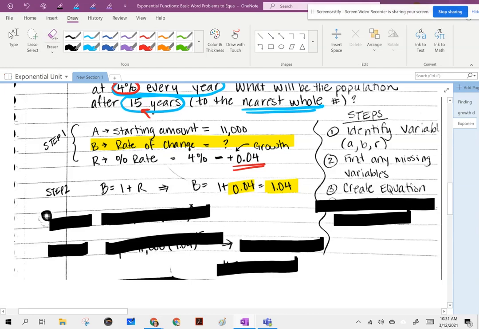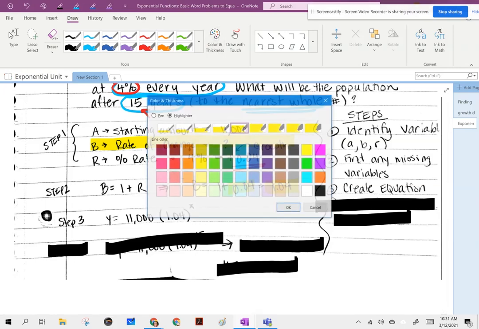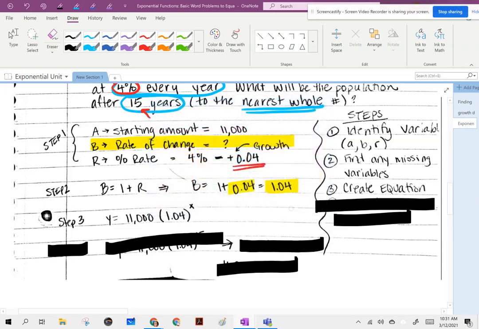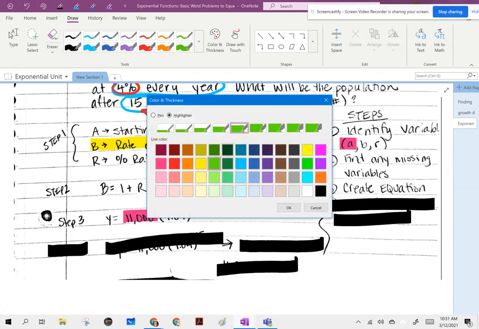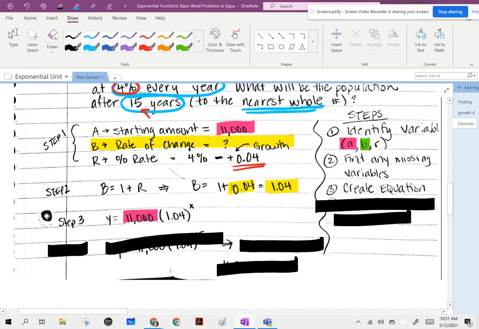So now that I have my A, the B, the R, I'm going to be able to create the equation. So remember that the equation was AB to the X. So in this case, my A, which was my starting amount, is what goes here. My B value was what I just found as 1.04, and it goes to the power of X. So we needed to be able to just get the A and the B. And then the last thing you want to do is evaluate the equation and round if necessary.